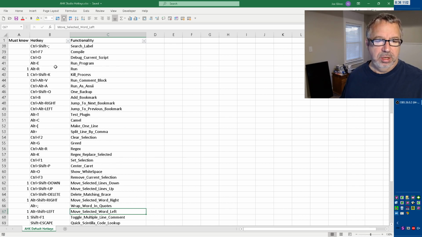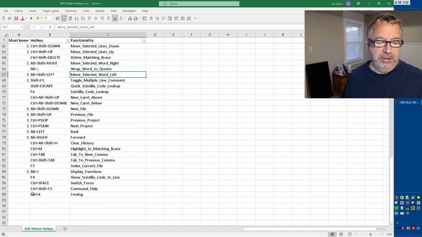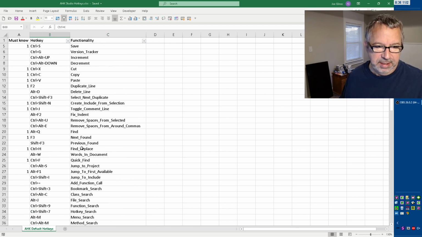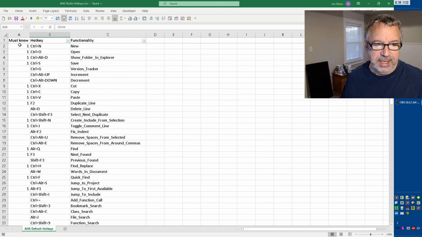I extracted all of them. The built-in ones, there's 87, because I have a header row, 87 built-in hotkeys. And then I went through and I said, for me, which of the ones I must know, I actually want to memorize.